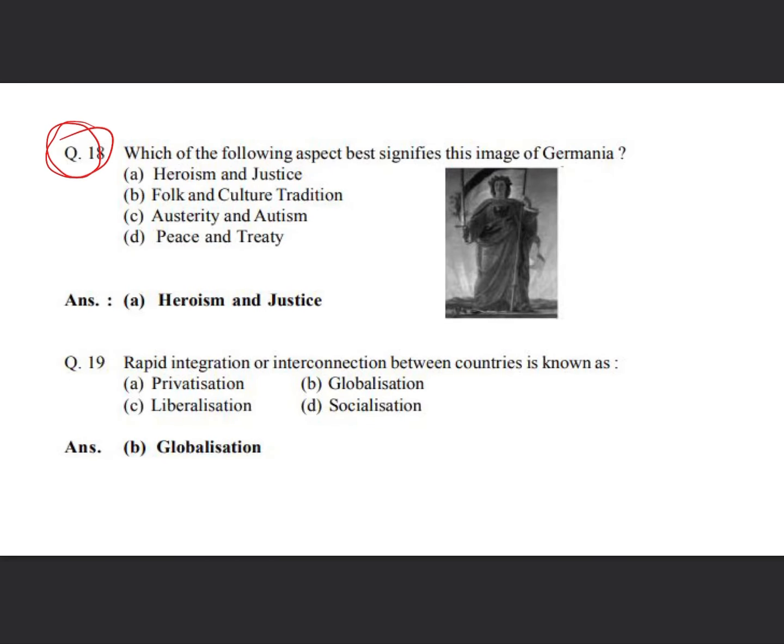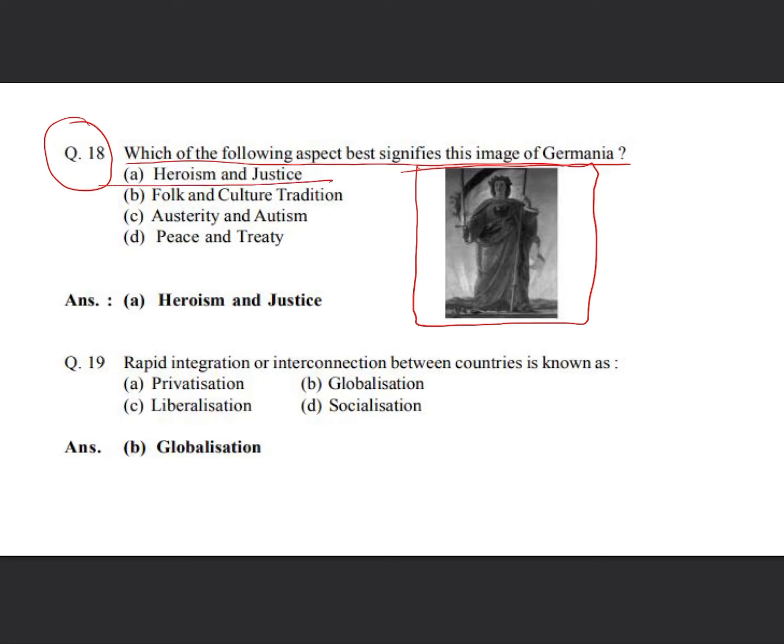Next, question number 18. Which of the following aspect best signifies this image of Germania? Which aspect is best signified in this image? Is it heroism and justice? Is it folk and culture tradition? Is it option C, austerity and autism? Or is it option D, peace and treaty? So the correct answer is option number A, heroism and justice.